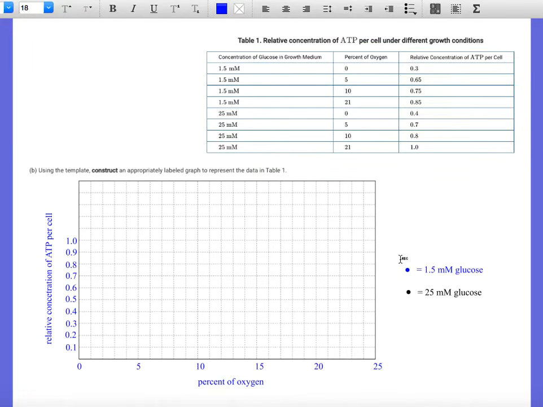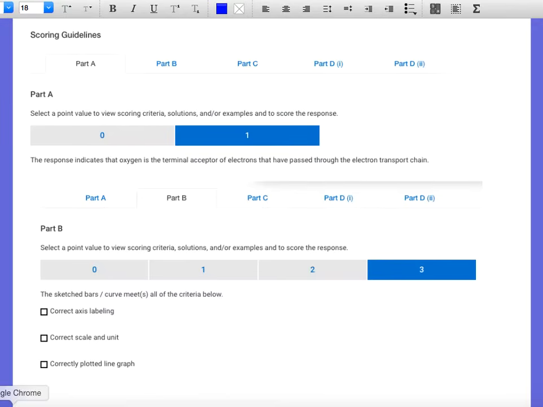And so what I did is I chose to make a line graph, and I just said, okay, I'm going to have blue represent my 1.5 millimolar, my black represents the 25 millimolar. You could do it solid, dashed, however you want to do it is fine. And then you just apply your points, right? And then I just connected the dots here. And again, I made sure that my graph was labeled, my axes were labeled, and my graph was scaled out appropriately. So let's see what they were looking for.